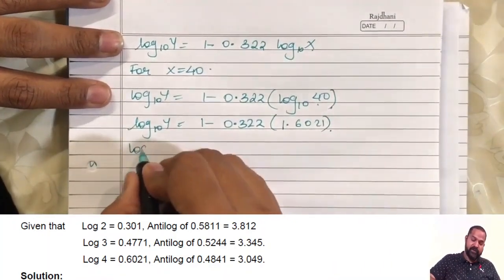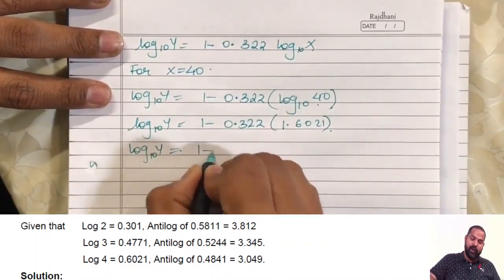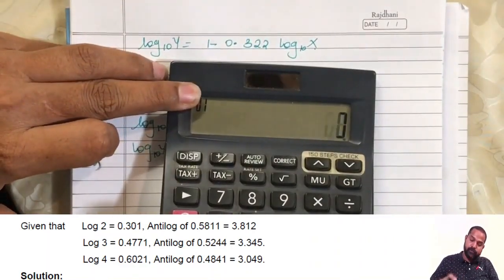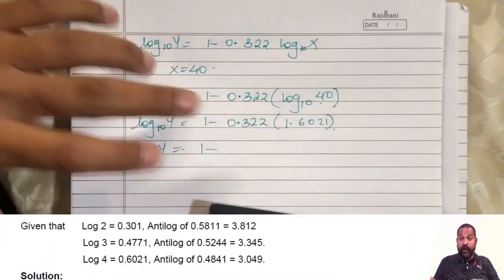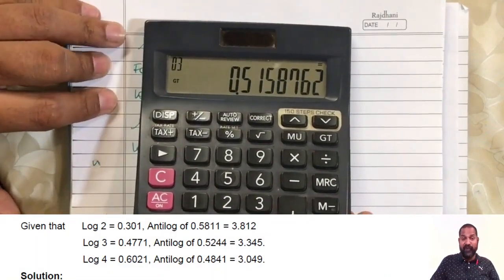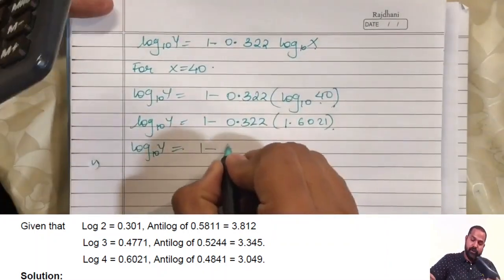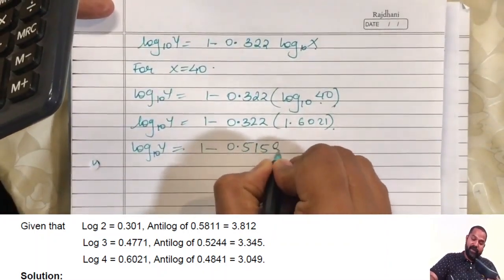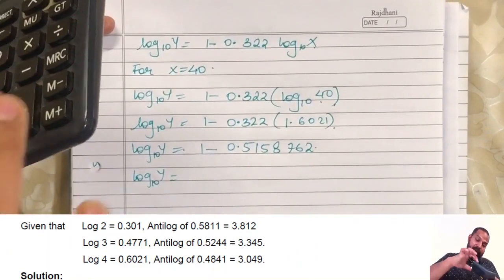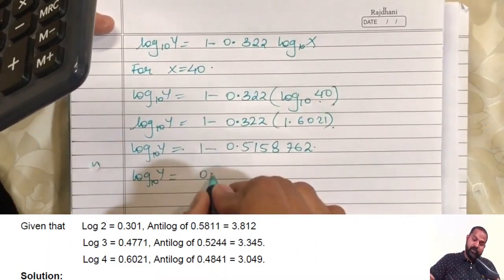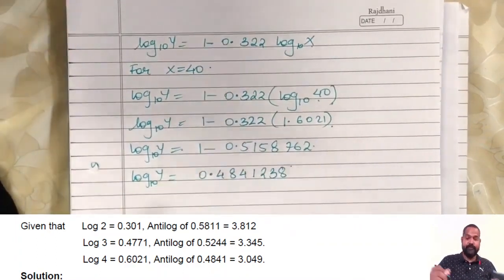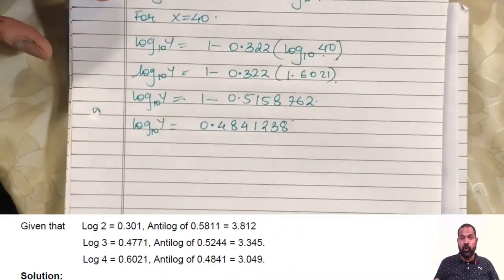I have to simplify this. Log of y to the base 10 is 1 minus 0.322 into 1.6021, which is 0.5158762. Subtract 1 from it and you will get 0.484128. But this is log y. I didn't ask you log y. I asked you y.